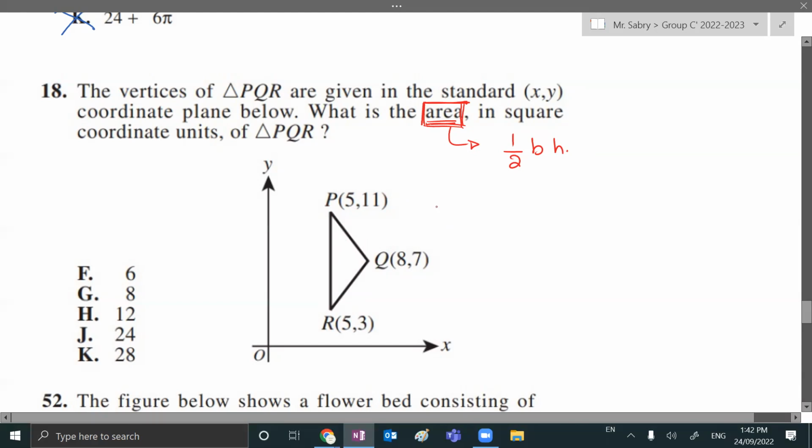Okay. Zina, can you tell me what you think? The first thing we think of is the rule of the area of the triangle, which is half times base times height, right? Yes. So what's the base? What did you assume as the base in this shape? Is it this side PQ or QR or PR? Because they are 3 sides.